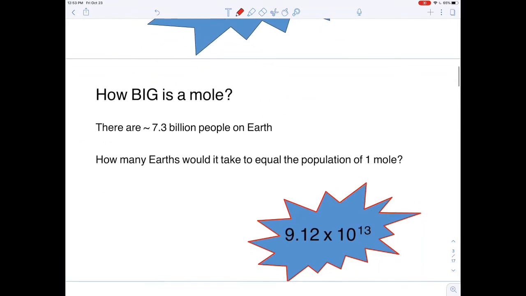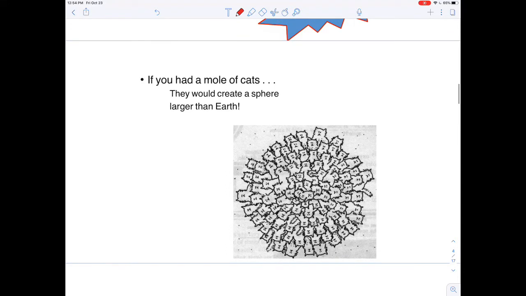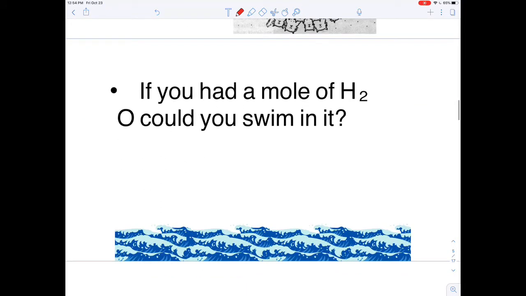Just to put things in perspective, there are 7.3 billion people on Earth. How many Earths would it take to equal the population of 1 mole? It would take 9.12 times 10 to the 13th power. So that's over 90 trillion Earths to have 1 mole of people. If you had a mole of cats, they would create a sphere larger than Earth.